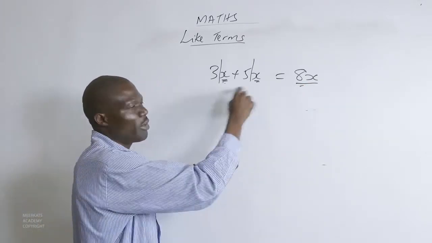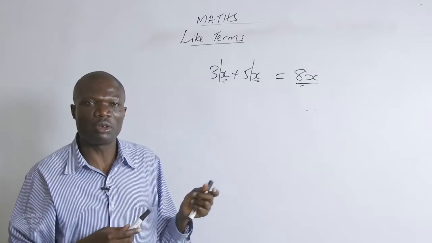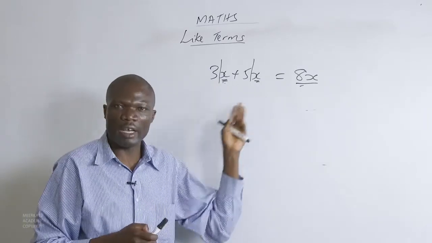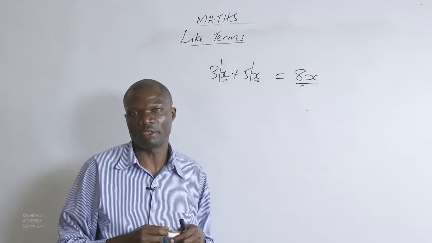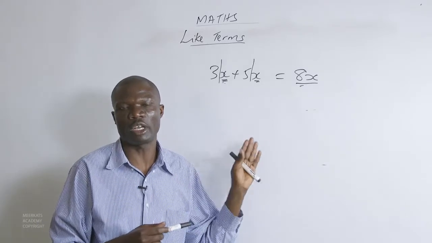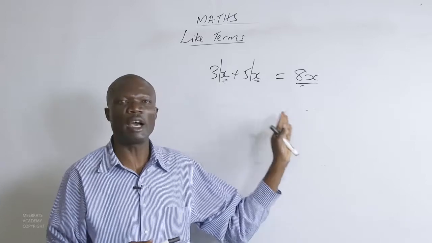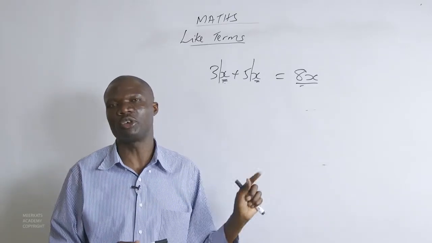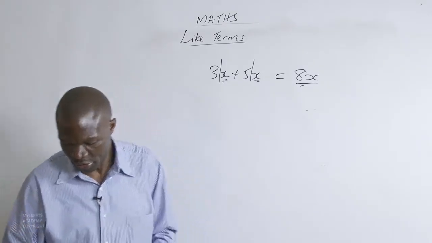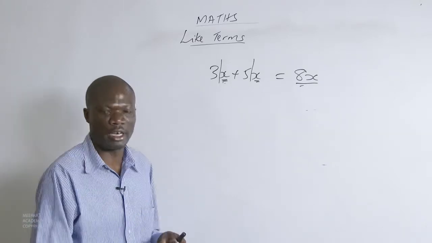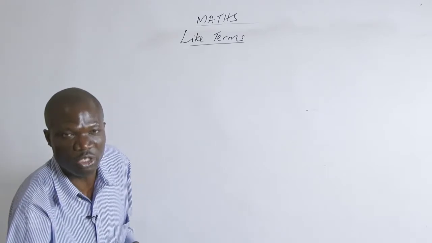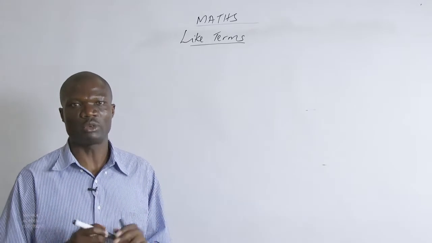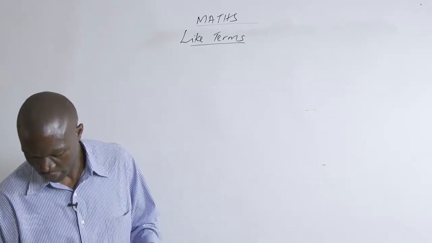Then, why are we doing this? We are doing that because x and x here are what we refer to as like terms. So we are able to simply add or collect what we call the like terms. Look at this other example, where I'll bring in additional terms so that we are required to collect like terms.